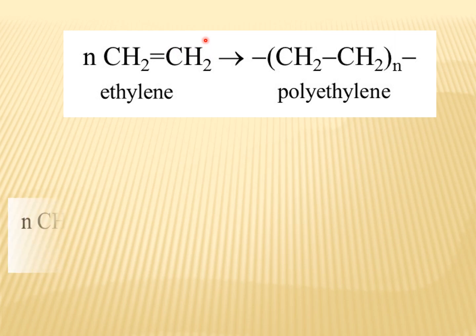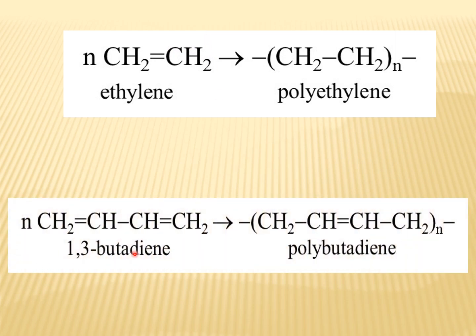Similarly, another example, 1,3-butadiene. It's a compound containing two double bonds, a diene, that polymerizes to give polybutadiene. So you can see here these double bonds rearrange and the polymer is formed through these two carbon atoms, these two ends. This double bond rearranges to the middle and the polymer forms from these two ends. So polymer propagates through these double bonds.